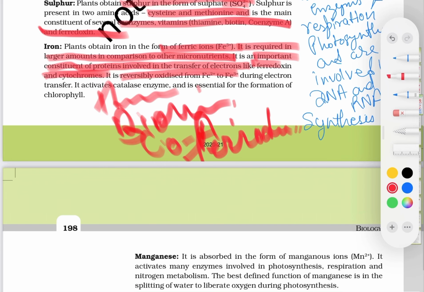It is reversibly oxidized from Fe2+ to Fe3+ during electron transfer. It activates the catalase enzyme. It is also essential for formation of chlorophyll.